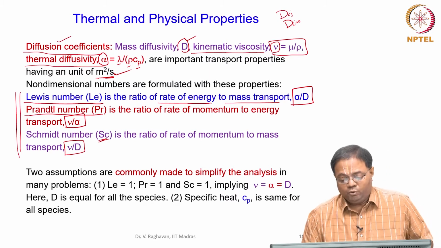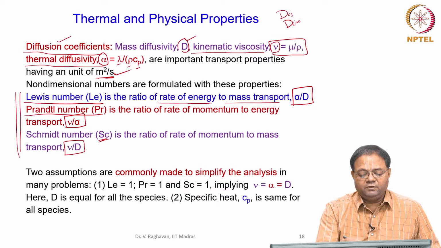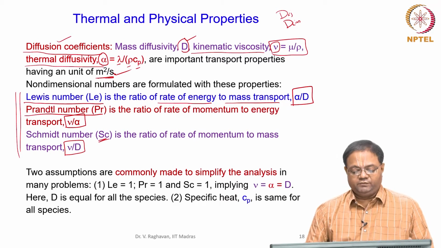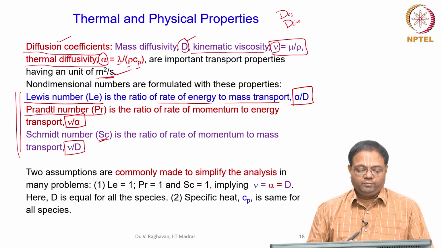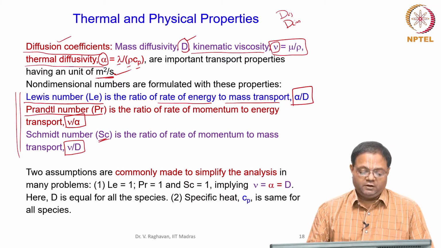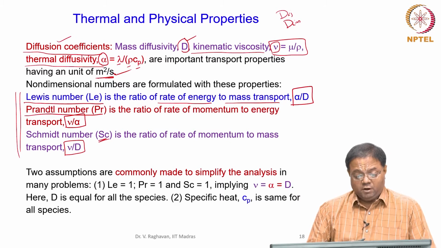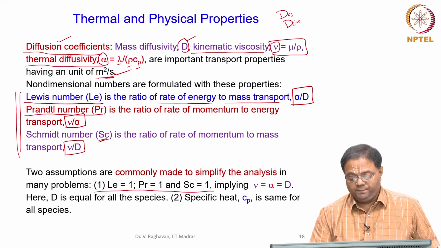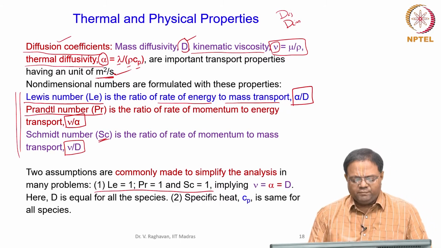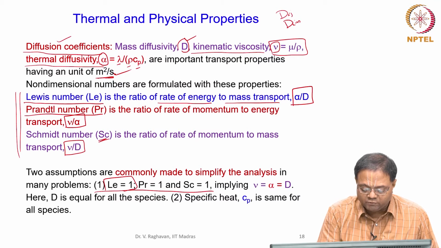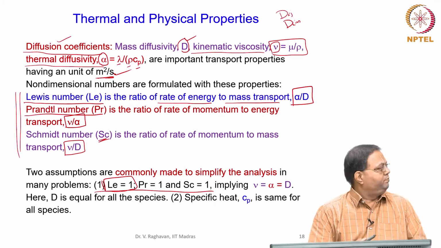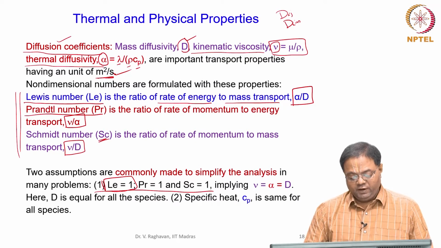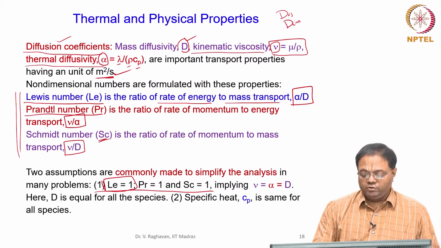Now, basically these numbers need not be the same. For example, alpha, nu and D are different, so these numbers will not be the same. Lewis number can be different, Prandtl number can be different, and Schmidt number can be different, but commonly what we assume is that these are all the same. This is one of the assumptions we make. Basically, we assume the Lewis number is equal to 1. That assumption we make to simplify the problem, and we will see later how to simplify the problem by assuming Lewis number equal to 1.